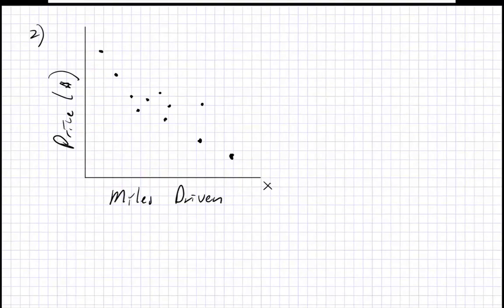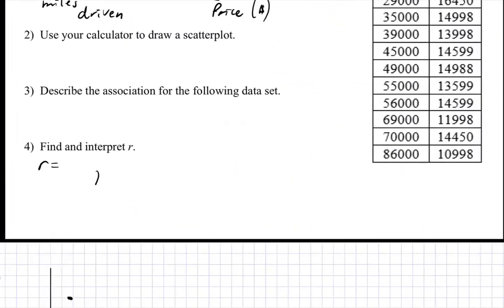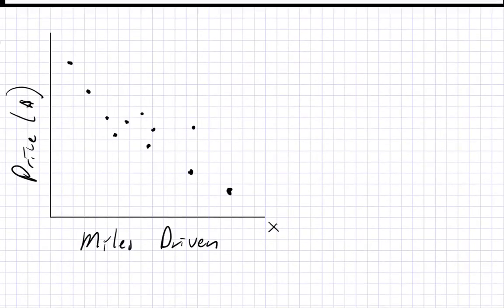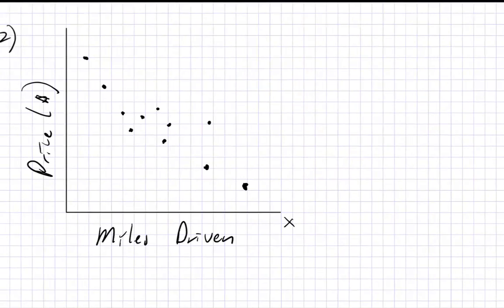It gives me a picture. I can see what's going on, which is the next question. The next question is describe the association. So what's happening here? What's happening in this picture? That's pretty much what they want to know.